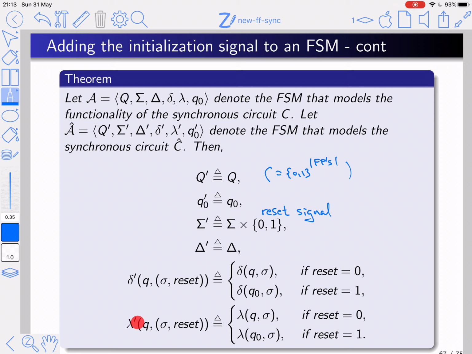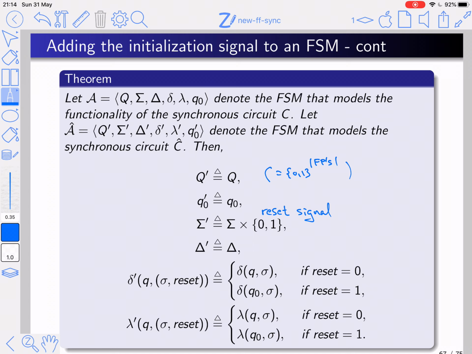What about the output, lambda prime? If the reset is 0, the output is the same as it is in the machine A. There's no difference. But if the reset is 1, then we pretend that we are in the state Q0 with the input sigma, and our output will be as if we were in state Q0 with input sigma. So you can think of it as we do an instantaneous transition from whatever state we're in into state Q0, and then we work on from that point.